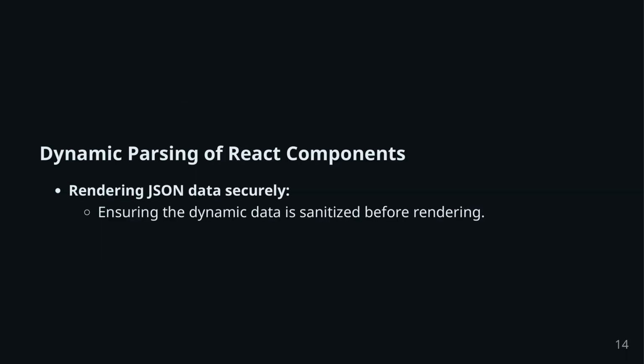Now, let's talk about dynamic parsing of React components. When rendering JSON data, it's essential to make sure that this data is sanitized before it's rendered. This is crucial for maintaining the security of your application. Unsanitized data can lead to vulnerabilities such as cross-site scripting, XSS attacks. As we handle JSON data, validating and sanitizing it prevents malicious scripts from being executed, ensuring safer rendering in your applications.